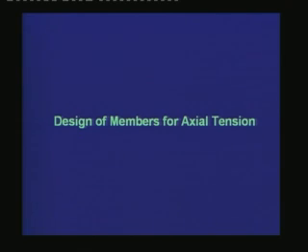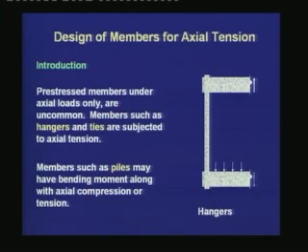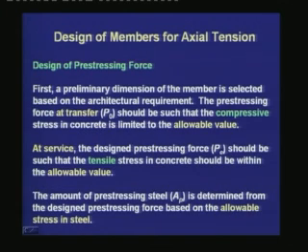Next, we are moving on to design of members for axial tension. Prestressed members under axial tension only are uncommon. Members such as hangers and ties are subjected to axial tension. Members such as piles may have bending moment along with axial compression or tension. In this figure, we see a hanger where the forces only in the vertical direction have been shown. Now, this hanger can be prestressed to have no tension under the service loads.